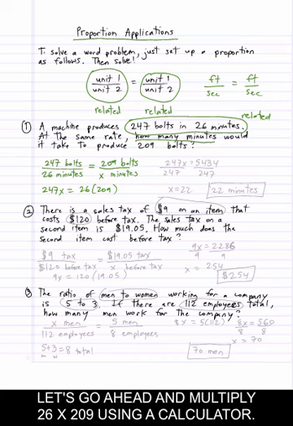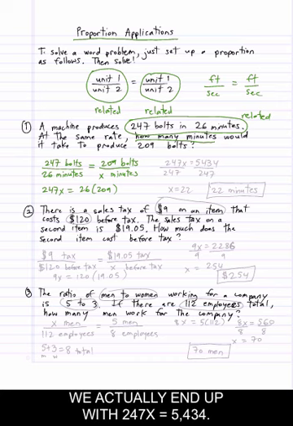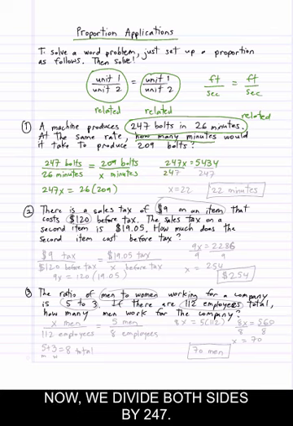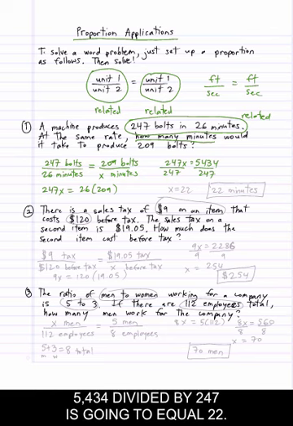Let's go ahead and multiply 26 times 209 using a calculator. We actually end up with 247x equals 5,434. Now we divide both sides by 247. Let's again use our calculator here. 5,434 divided by 247 is going to equal 22.